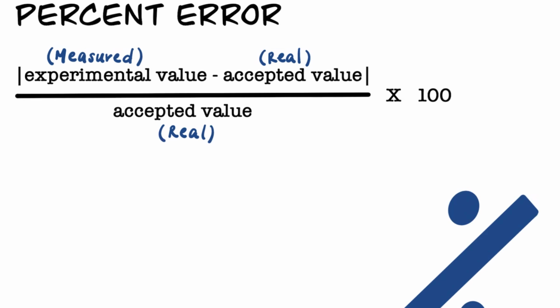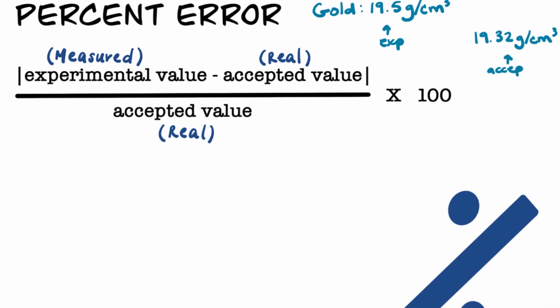For example, if you're trying to derive the density of gold in an experiment and you get 19.5 grams per centimeters cubed, that would be your experimental value. However, the actual density of gold that you should have observed, which is 19.32 grams per centimeters cubed, would be called your accepted value. Again, percentage error is a measure of accuracy, and a higher percentage error generally indicates that there were larger sources of error throughout your experiment.